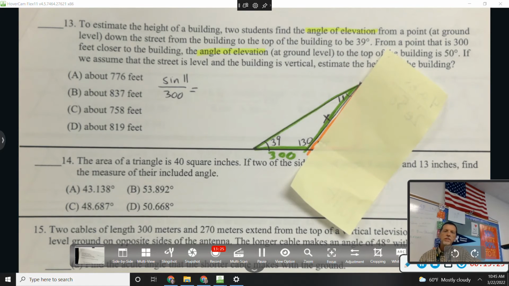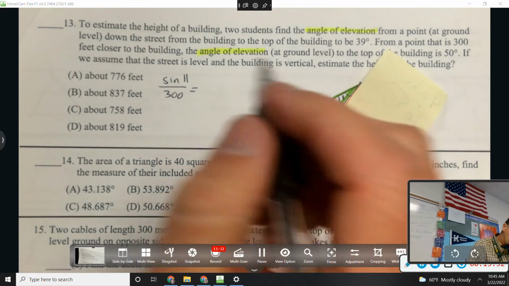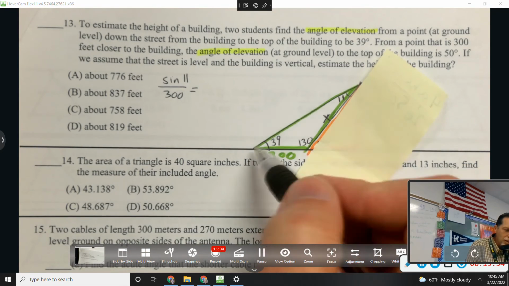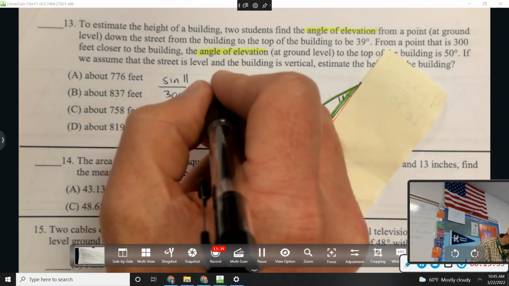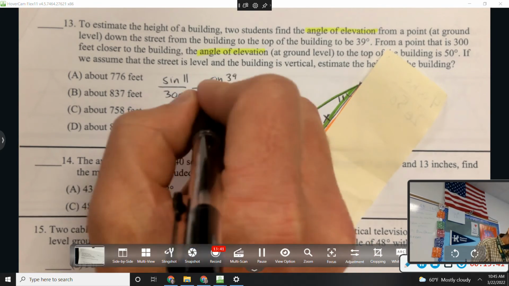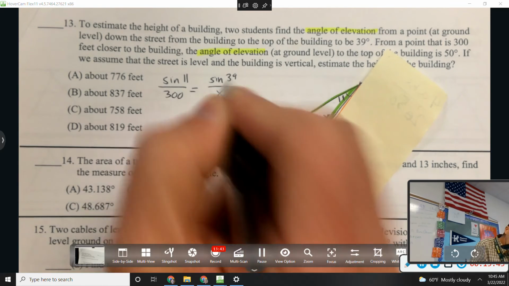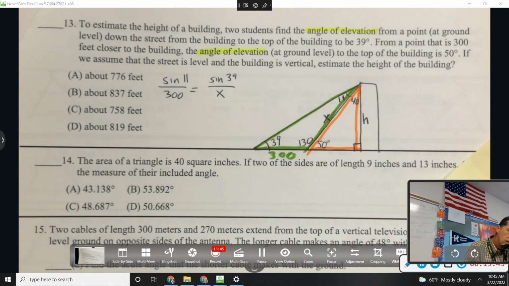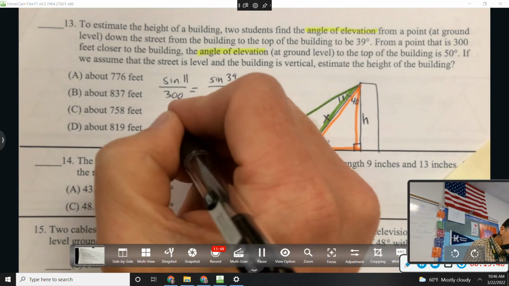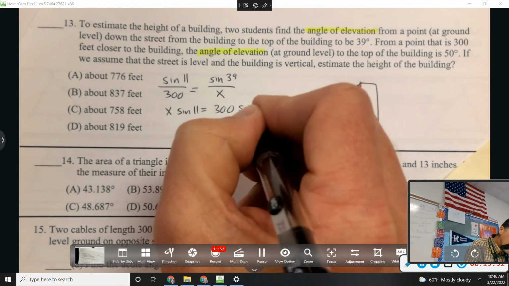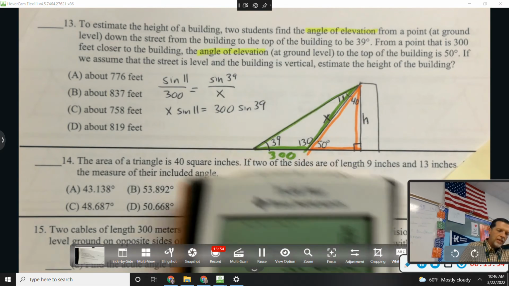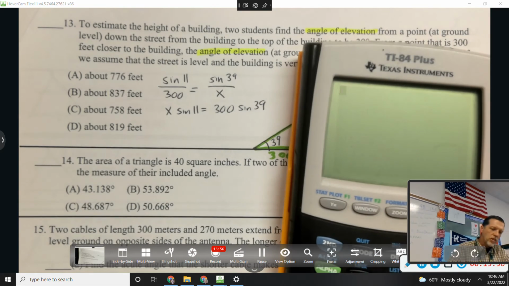equals sine 39 over x. So I definitely want to use the x. I mean, I could find this, but I don't really want that. I want the x. Sine 39 over x. So x sine 11 equals 300 sine 39. That would be a step you don't have to show.